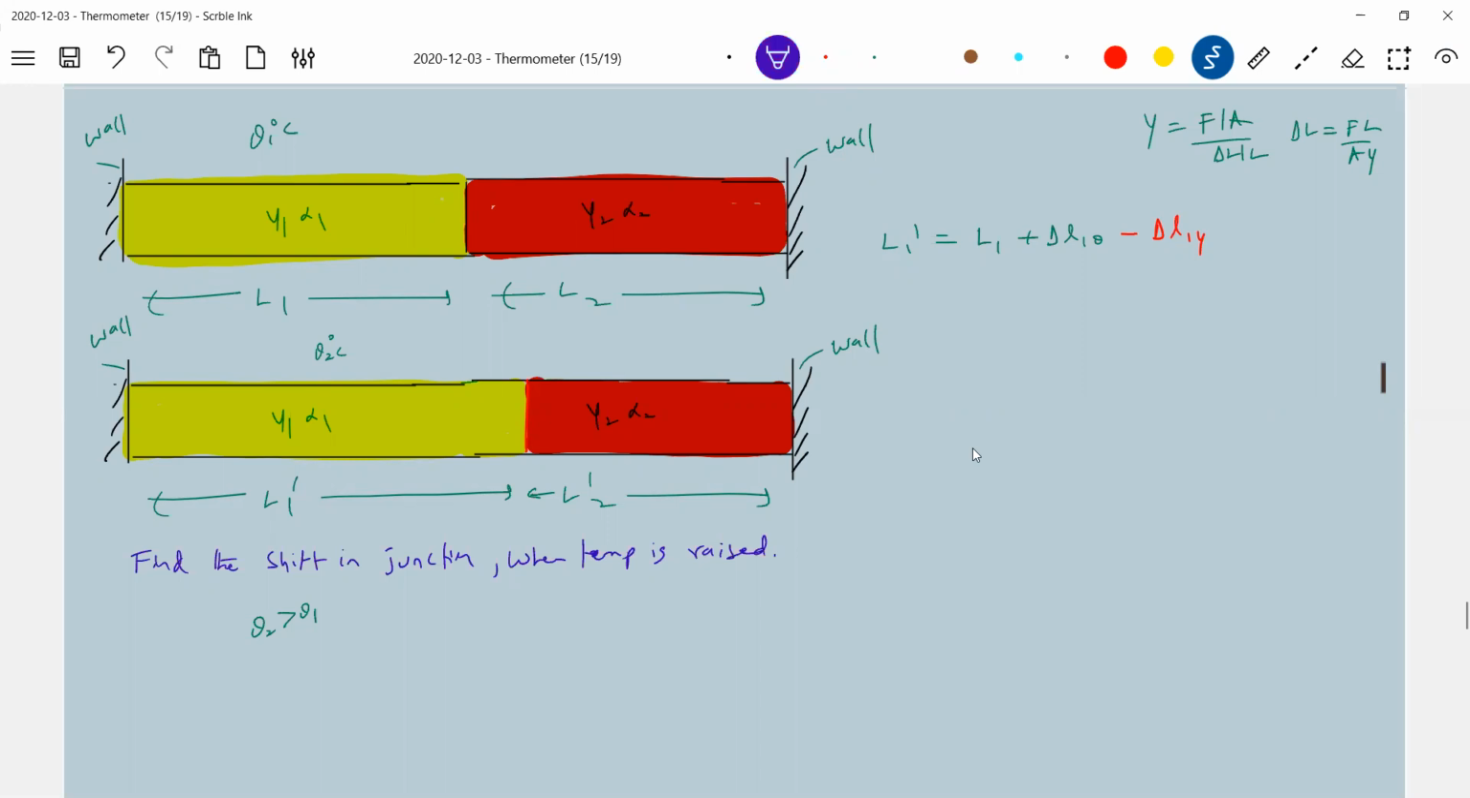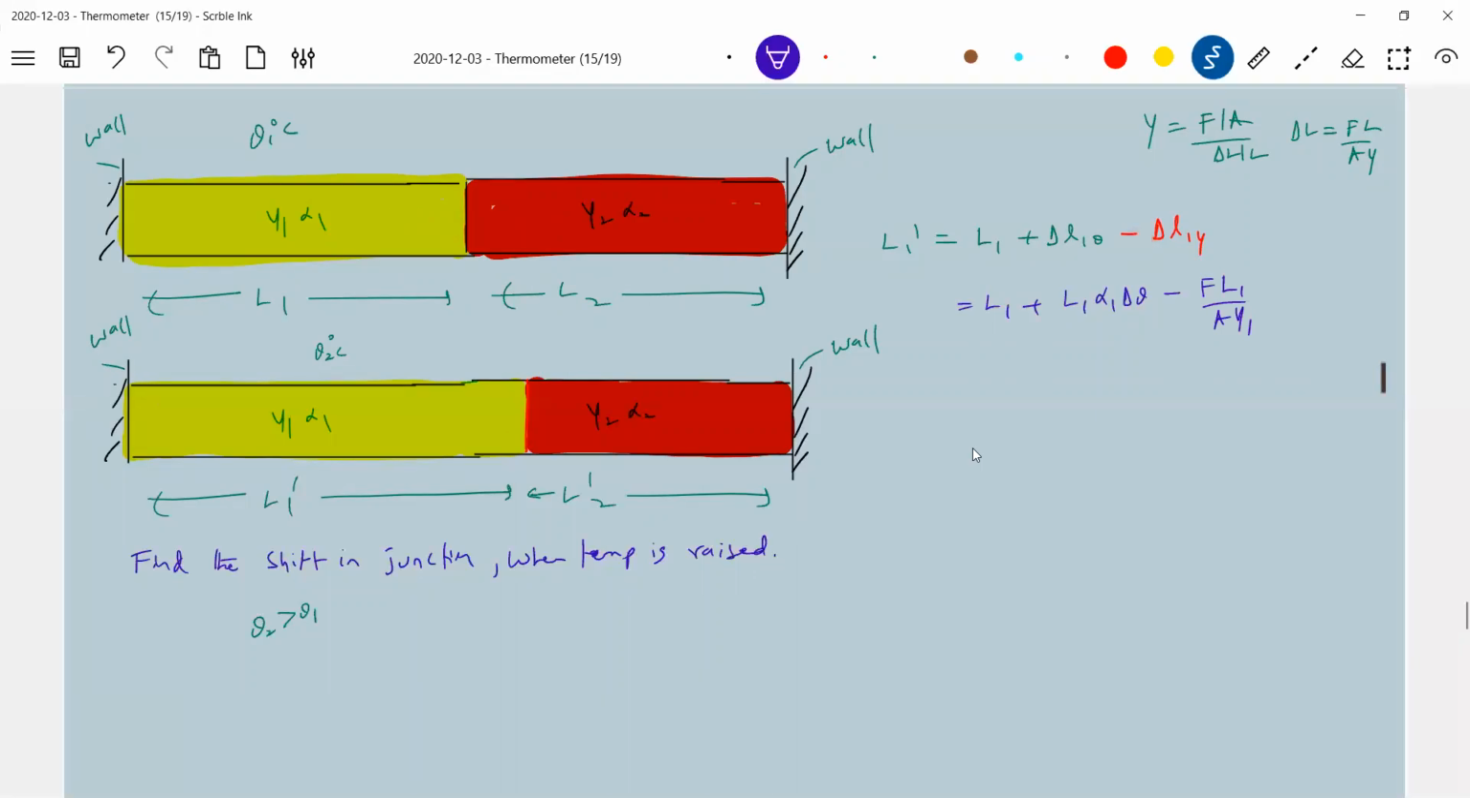So let's expand this one. This will be L1. What is delta L1? L1 alpha 1 delta theta, and this should be F L1 by A Y1. Why negative? See, why is this one positive and this one negative? Due to rising temperature, if the second rod were not there, this parameter would not have come. Everyone agree? Now, as the first rod wants to expand, the second rod will oppose and exert a force. Therefore, the negative sign is brought here.